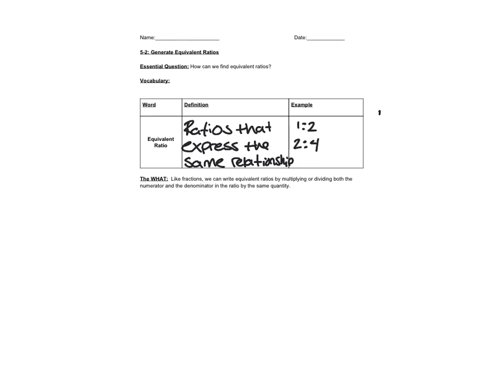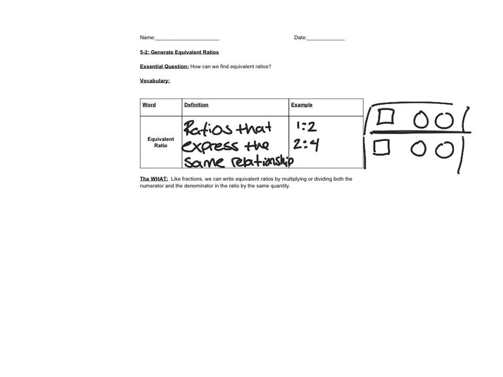If we have 1 square to 2 circles, okay, I can double this ratio, or both of the parts of the ratio. So now I have 2 squares to 4 circles. This part was my original. I double it, and I have now 2 to 4, which is the same as 1 to 2.